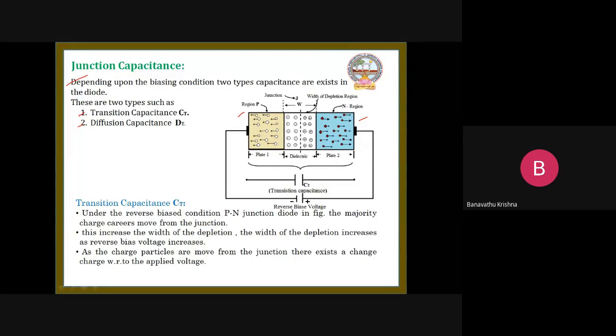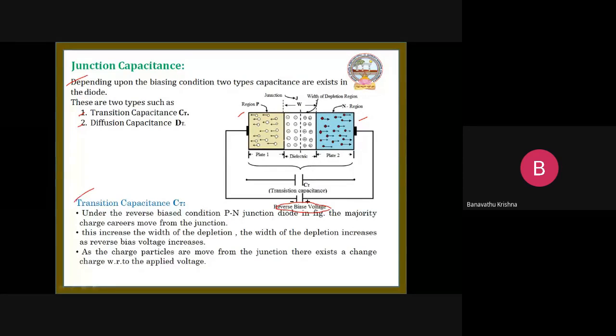Let us come to the transition capacitance. Here the diode is in the reverse bias condition, which we are applying here. Holes, the positively charged carriers, are more in the P region, and in the N region negatively charged particles are more. The P side is connected to the negative terminal, and the N side is connected to the positive terminal.